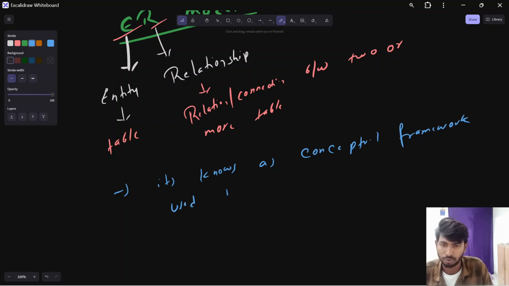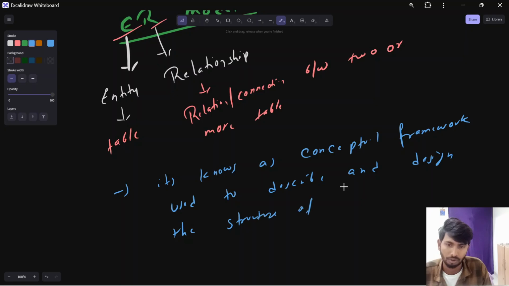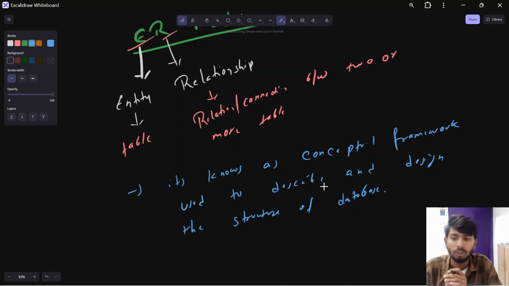It's used to describe and design the structure of database. That means when we use ER model, it's used to describe the structure of database. That means when we have to design the database, now we need the ER model. Okay, ER model.